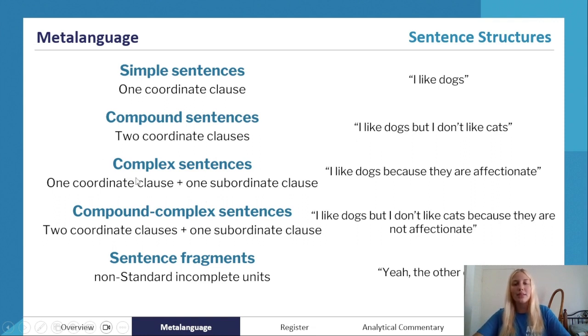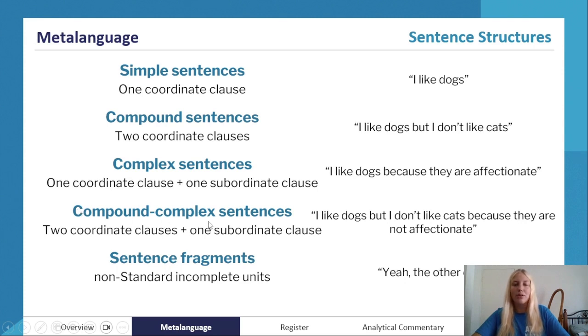When we look at complex sentences, they have one coordinate clause and one subordinate clause. Basically, you can view a subordinate clause as an incomplete clause. "I like dogs" is our coordinate clause, "because they are affectionate." So this is just "they," which is our subject, the dogs, just making a reference back to that, and "are affectionate," just a verb. Okay, subject, verb, object, subject, verb in a nutshell. So that's a subordinate clause.